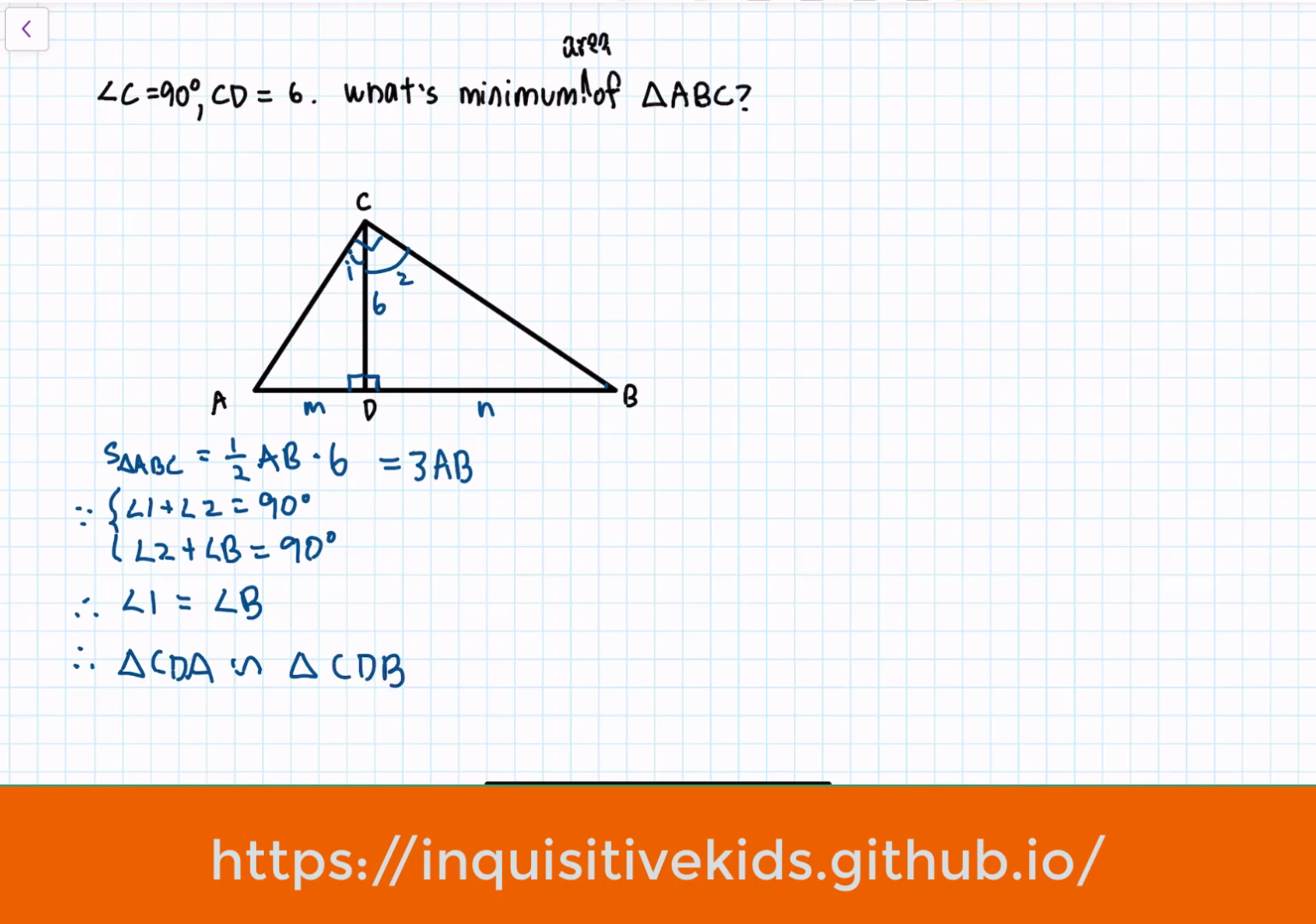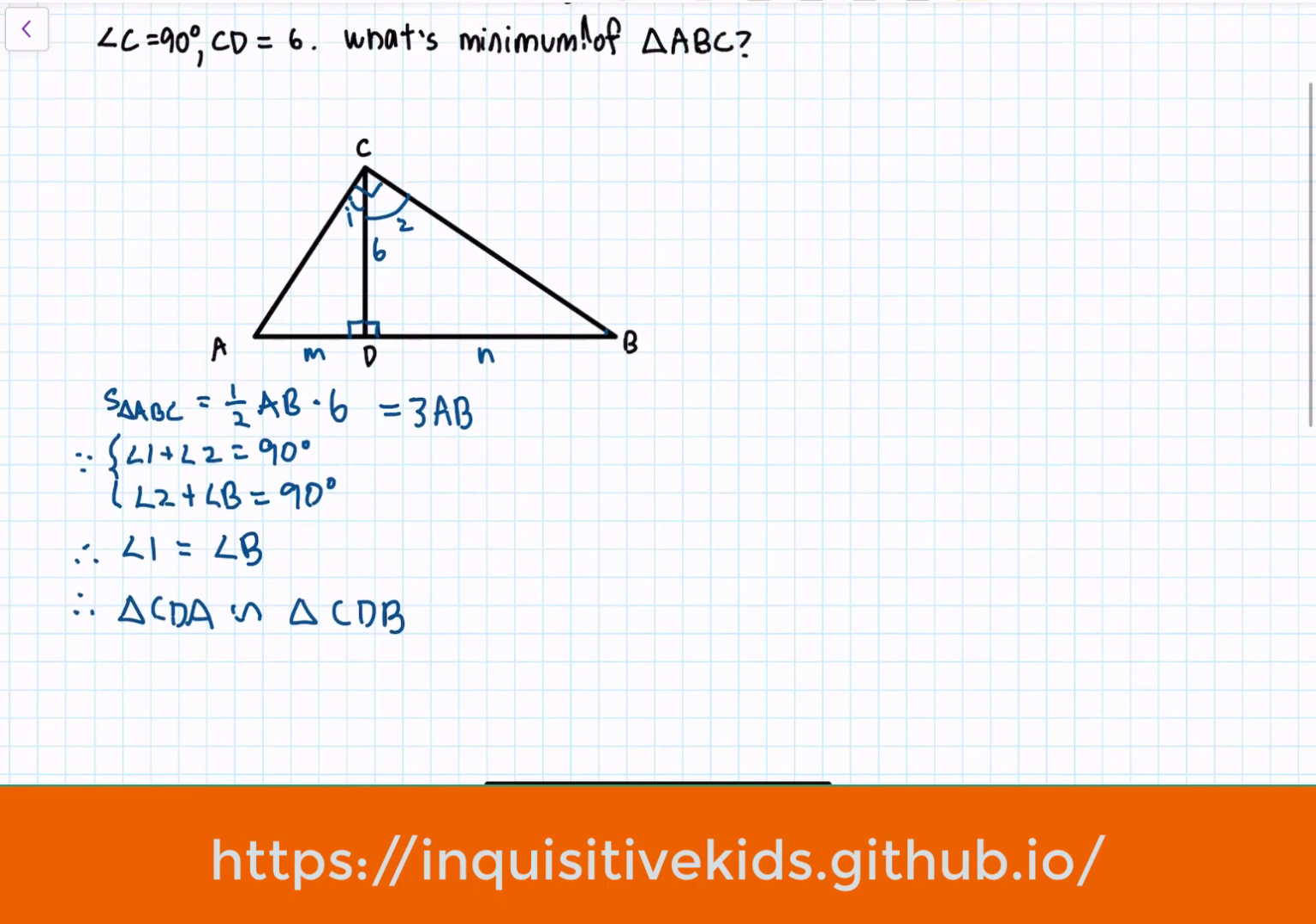Knowing that these two right triangles are similar, when we look at corresponding sides, the ratio of 6 to n is the same thing as the ratio of the side m to 6. So when we simplify this, we get mn is equal to 36.